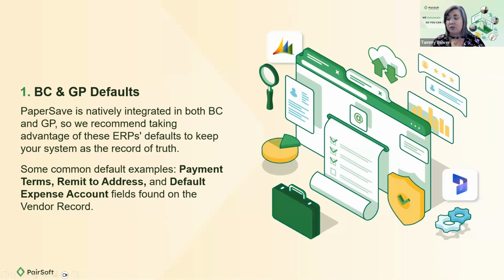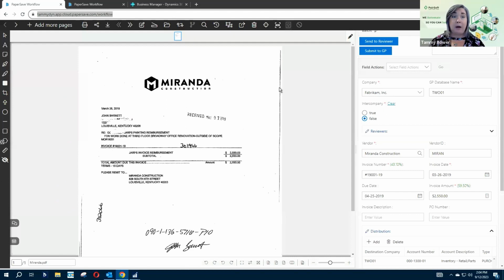I'm going to jump over and show you what I mean by that, and go into some of our workflows. When we do OCR, optical character recognition, that's not what this tip is about, but we do leverage that. When a vendor's ID is populated, we then look to the vendor card either inside of BC or inside of GP, and we populate the due date based on the terms, as an example.